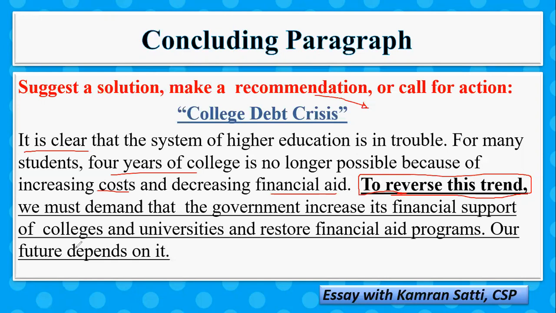So to reverse this trend, we must demand that the government increase its financial support of colleges and universities and restore financial aid programs. Our future depends on it. Okay, so now we have made a recommendation, we have suggested a solution, or we have called for action. We are telling that the government should do something about it. So this was the third way to write an effective concluding paragraph.